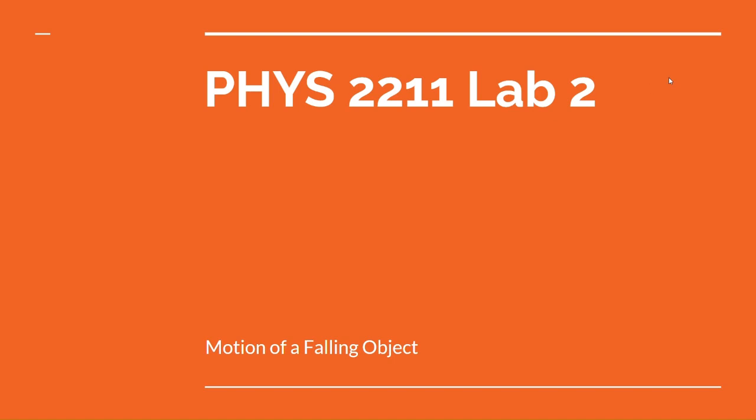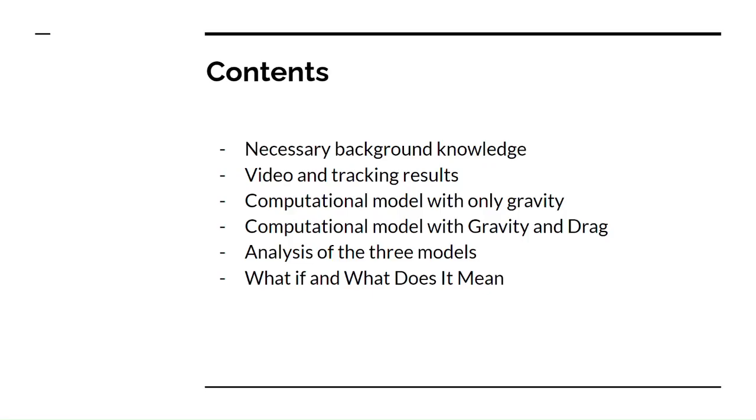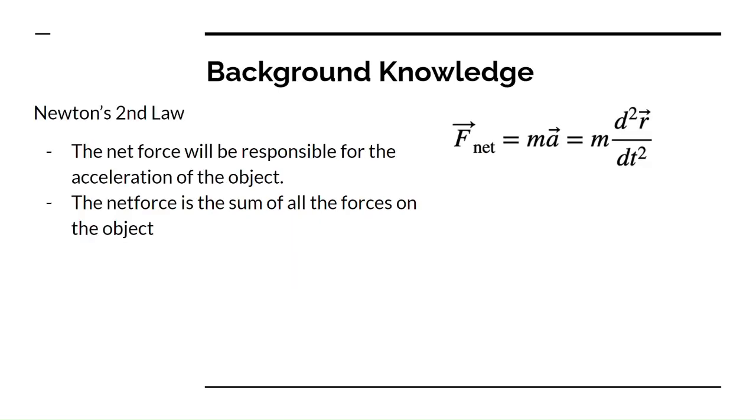Hey guys, this is Physics 2211, Lab 2, Motion of a Falling Object. Let's get into it. Alright, so the contents: we're going to go over the necessary background knowledge, video and tracking results, the computational model with only gravity, the computational model with gravity and drag considered, and the analysis of those three models, the simulation, gravity with drag, and gravity, and then the what if and what does it mean for this week. So, background knowledge, Newton's second law.